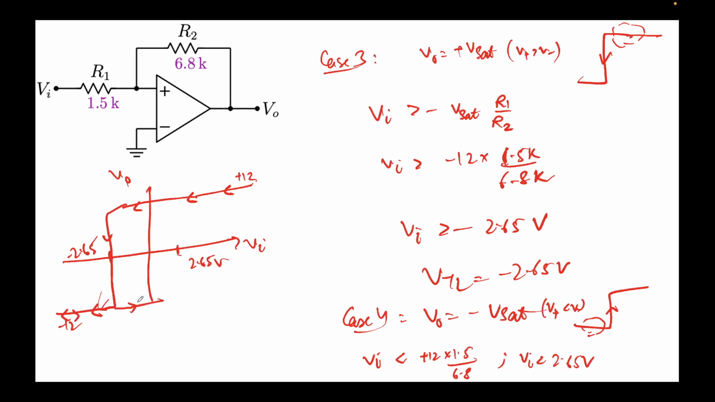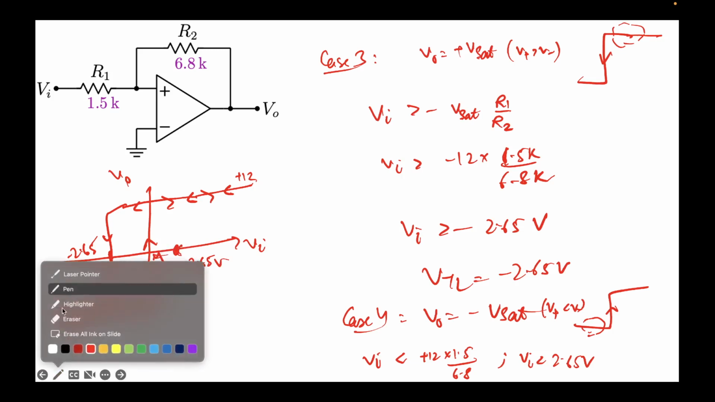So when we are coming back, this is the condition, and it will switch only here, and then finally it will continue to be like this. So this is how the hysteresis will look. Sorry, this is happening at minus 2.65, not this. This is the plus 2.65 somewhere over here. Let me draw it again.